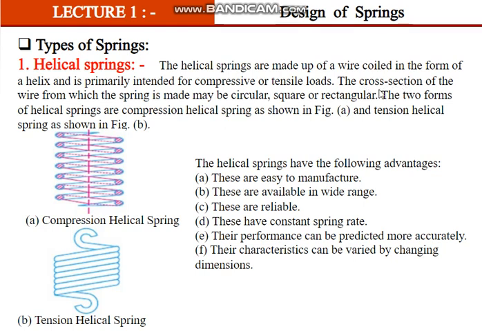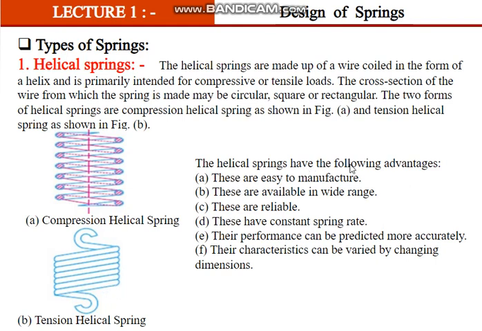And the cross section of the wire from which the spring is made can be circular. You see, this is circular. This is cut and shown. This wire can be circular. This is also circular, or it can be square also. Sometimes it can be rectangular also. Okay. So here they have shown one compression helical spring and one tension helical spring.